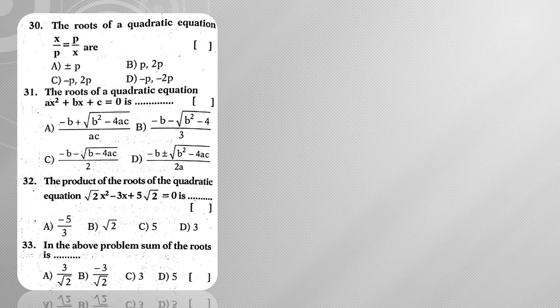Next, moving on to question number 30, the roots of the quadratic equation. Now if you observe, you can clearly see that this is an equation. Then after doing cross multiplication, we can write as x square is equal to p square.